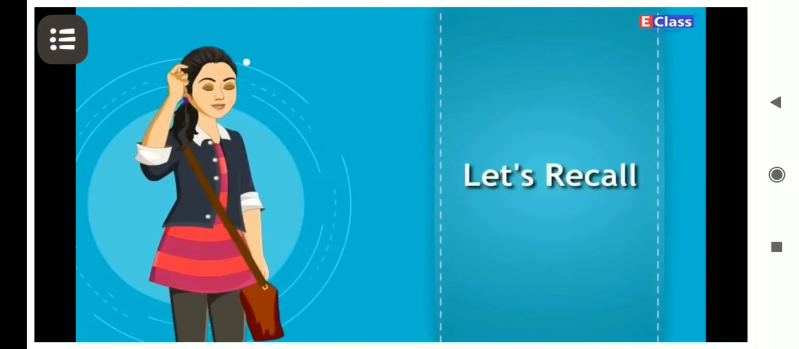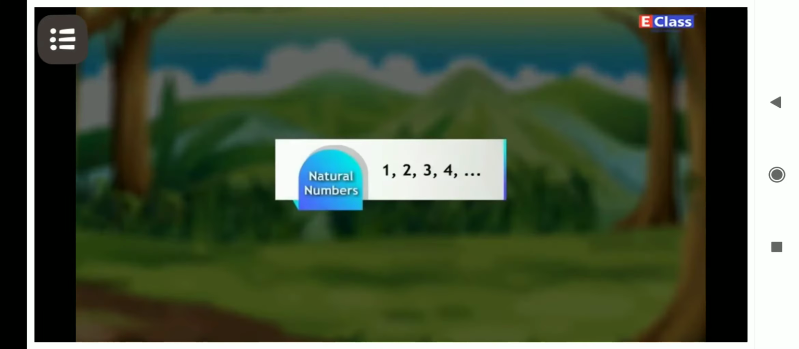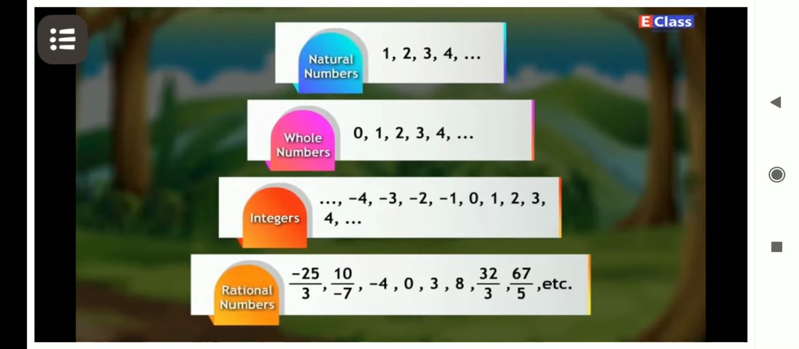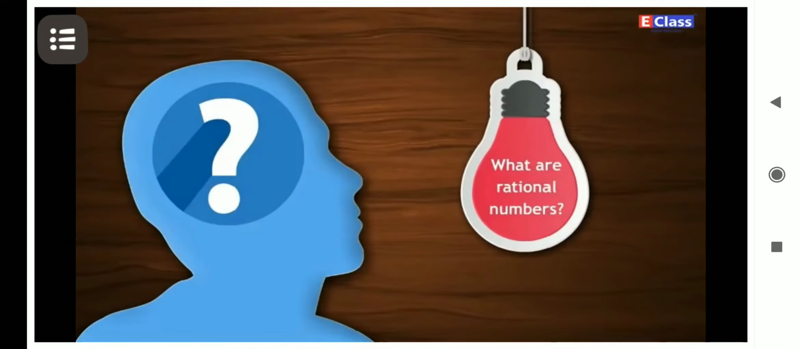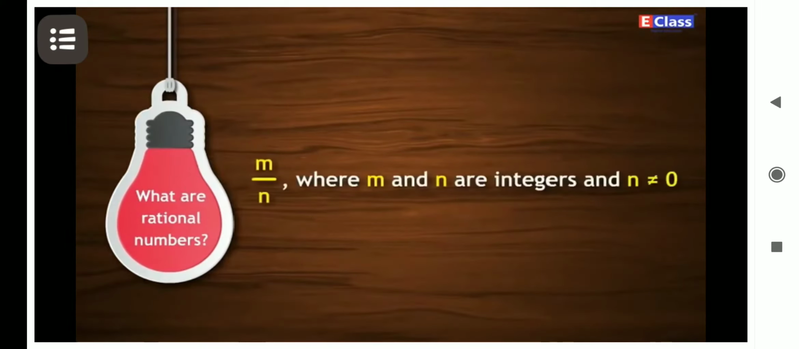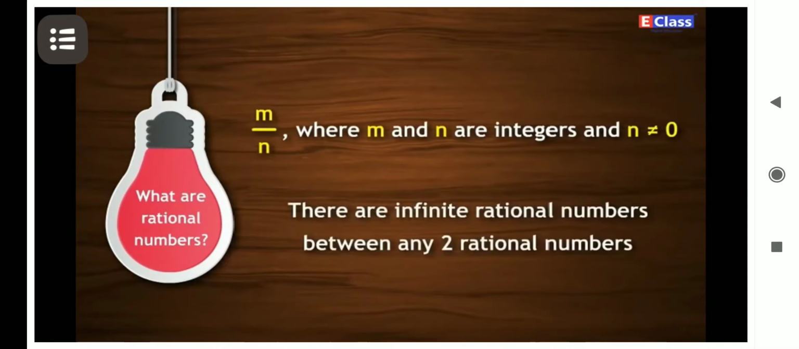Let's recall what we have learned about natural numbers, whole numbers, integers and rational numbers. What are rational numbers? Rational numbers are the numbers of the form m by n, where m and n are integers and n is not zero. We have also learned that there are infinite rational numbers between any two rational numbers.